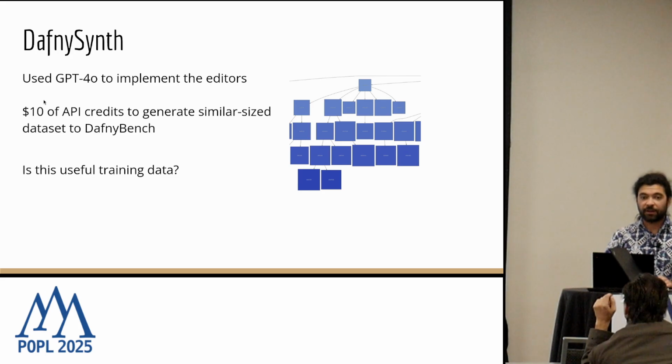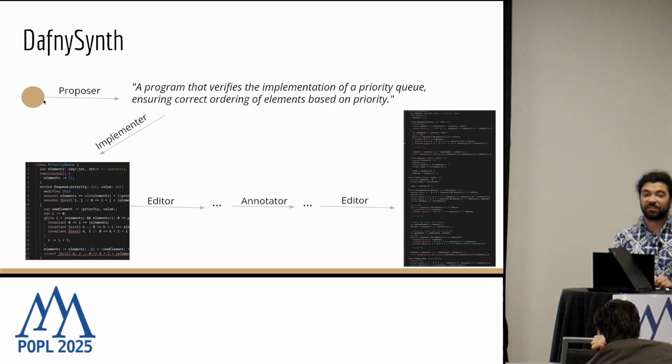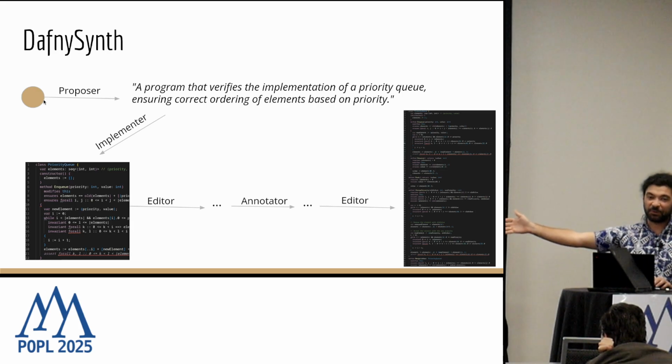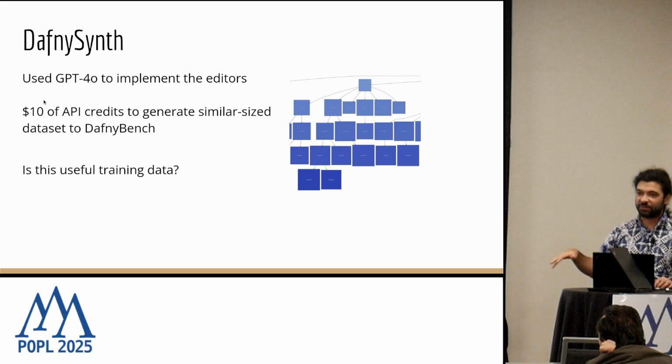Was the priority queue itself suggested by GPT? Yes. Of course, it has tons of programs that people wrote in other languages, right? But the useful thing here is that we don't have this one in Dafny, so that's already a win. In DafnySynth, we use a GPT-4o version from many months ago to implement all of these editors and spent $10 of OpenAI API credits. And $10 gives us a similarly sized data set to DafnyBench, which is the programs that are collected from GitHub. So it's not a lot of money, and it's already quite a bit of data.